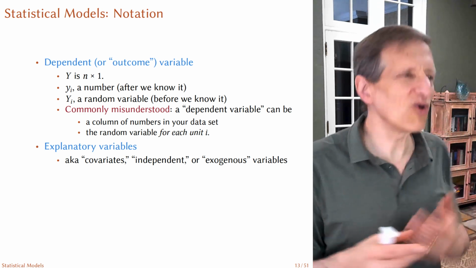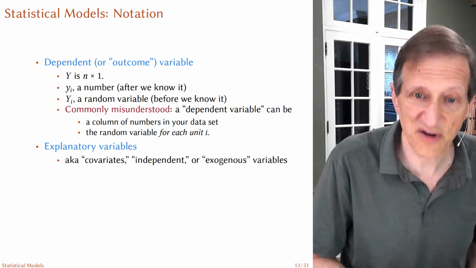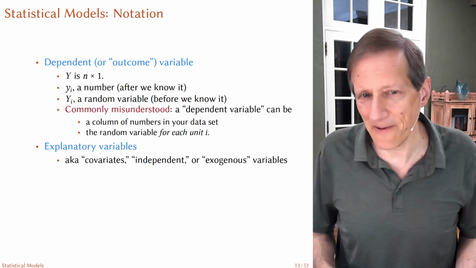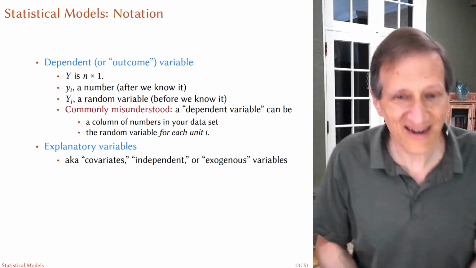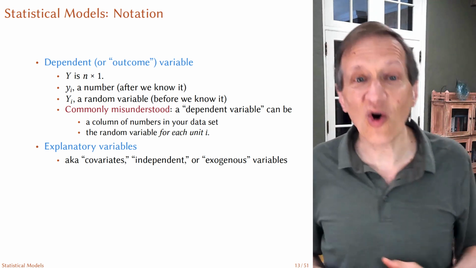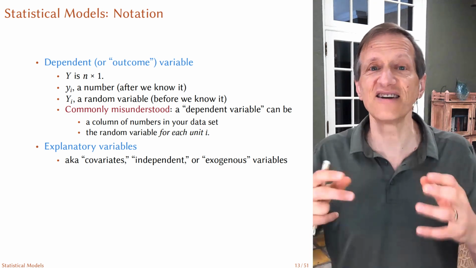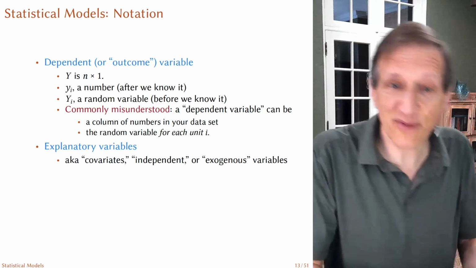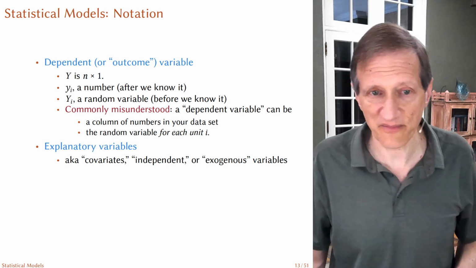Covariates means that they covary with the dependent variable. Independent means somehow they're not a function of the dependent variable, they're independent. Of course, they're not going to be independent of each other typically, and they're not independent of the dependent variable because they're going to be related to the dependent variable, but they're independent of the dependent variable causing it. And exogenous is an explicit reference to the idea that the explanatory variables might or might not cause the dependent variable, but they are exogenous. They cannot be affected by the outcome variable.